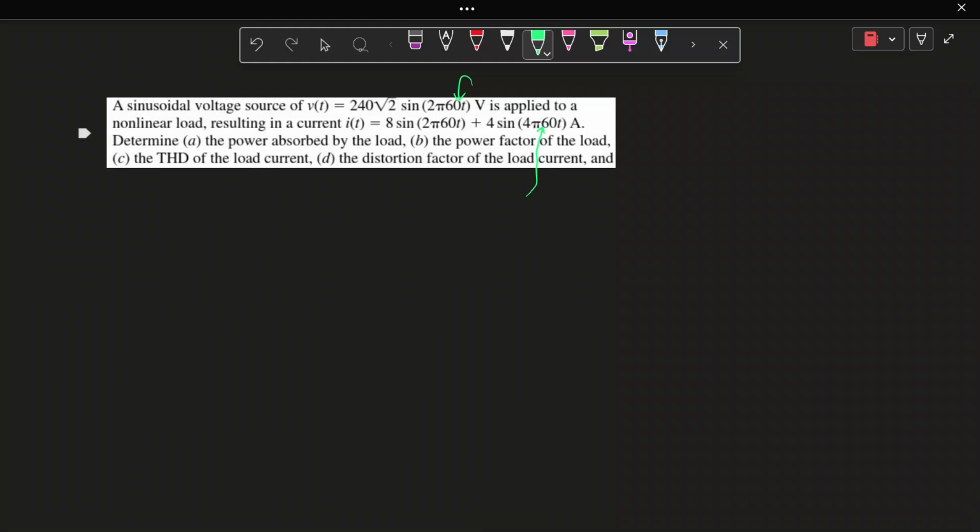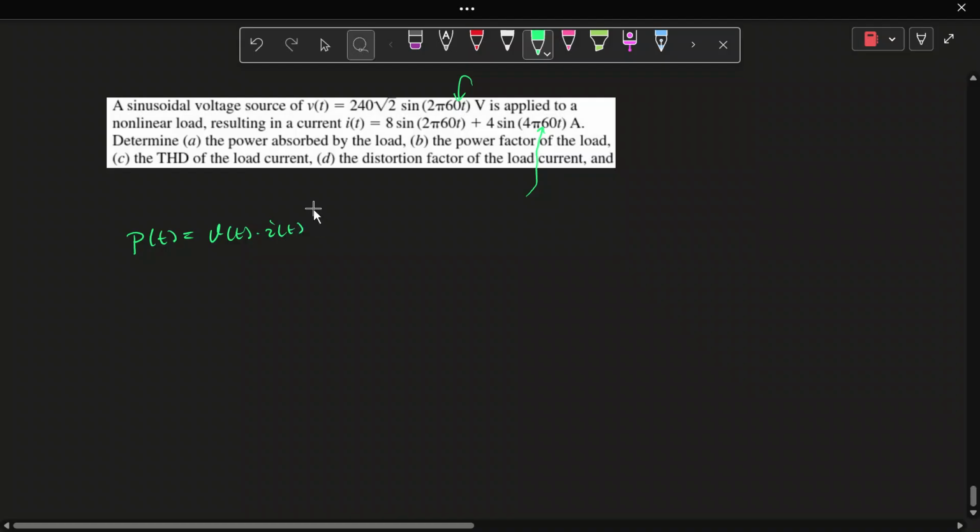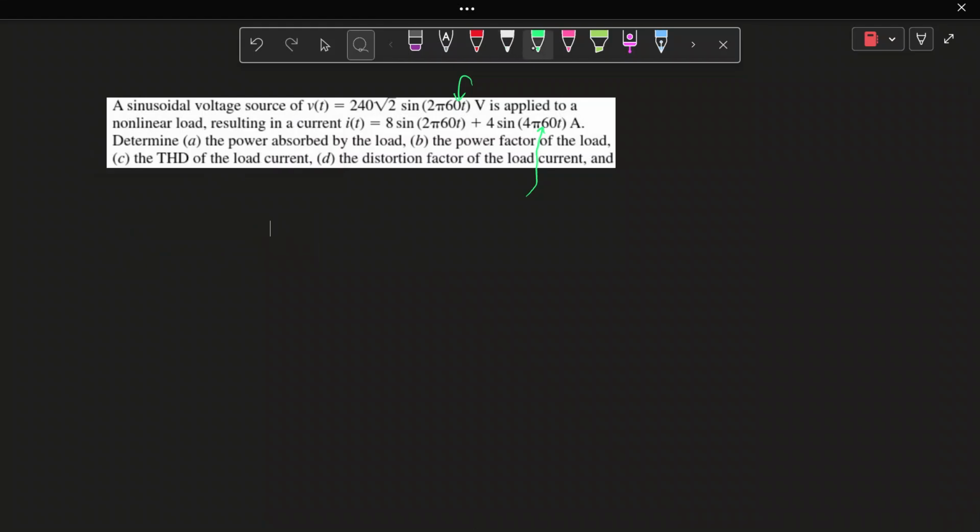Now it says determine the power absorbed by the load. Okay, so power absorbed, what do we know? Well, instantaneous power is equal to what? V of t times I of t. Now this is only true for harmonics that are the same. Whenever you're trying to multiply voltage and current, they have to have the same fundamental frequency, or the harmonics must be the same. Otherwise, they don't add up very well. In this case, we are trying to find the power absorbed by the load.